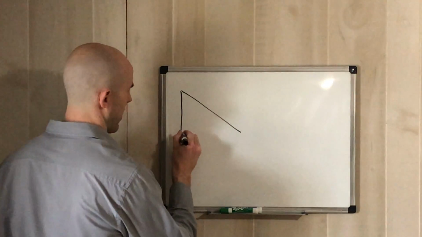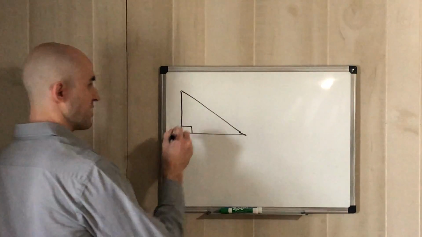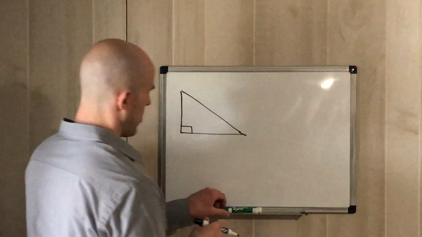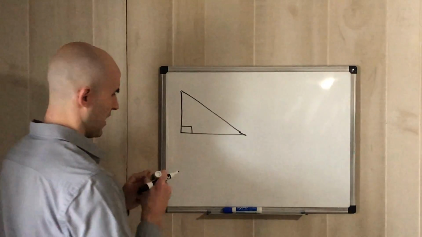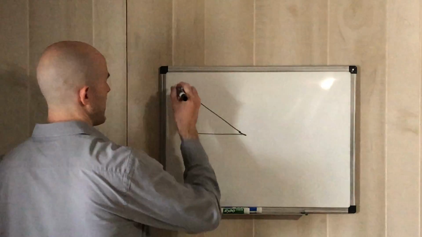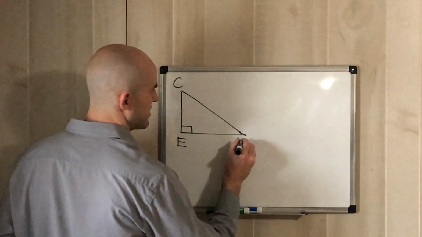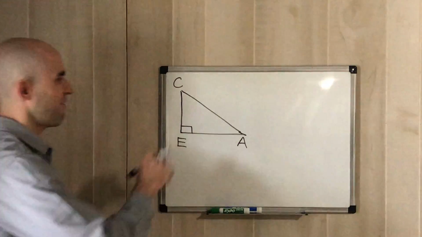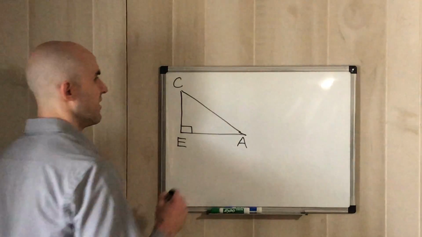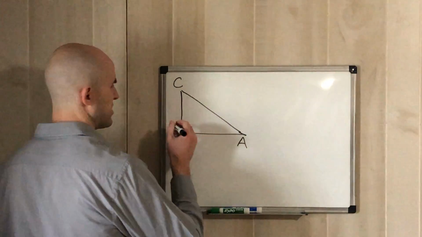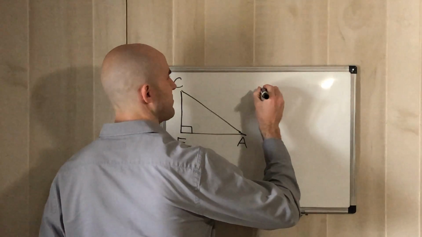We have a triangle, right? And I'm going to start being very specific. It's got to be a right triangle again. Let's call this angle C, let's call this angle E, and let's call this angle A, right? So we have three angles on a triangle, angle C, angle E, angle A, right? And I'm going to put some numbers here as well. I'll forget the numbers for now.